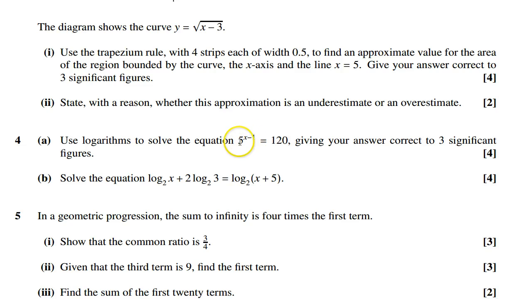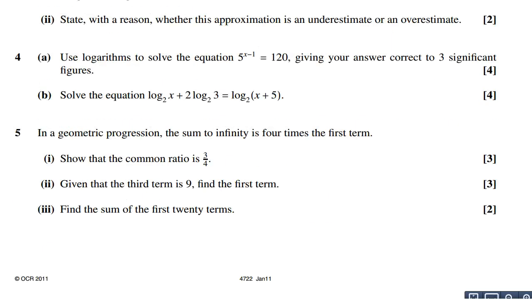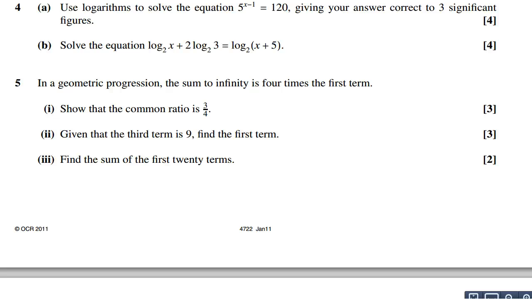Logarithms, that's easy. The 5 can come down to swing underneath the 120. Log 5 of 120 is x minus 1. You can get x straight away. Solving this equation should be simple using properties of logs. GPs, sum to infinity, common ratio. Nice question. GPs, APs is always a good question to do.